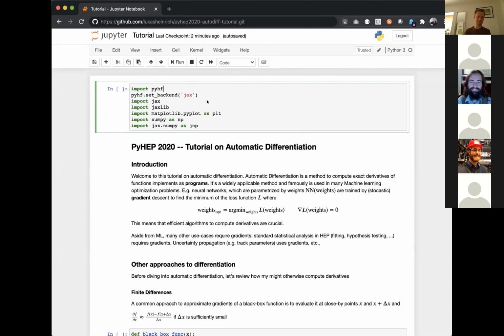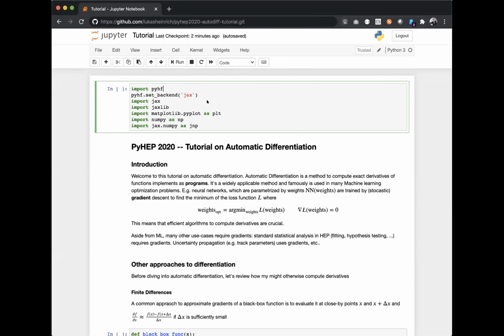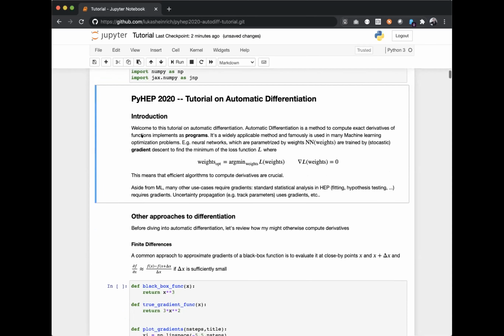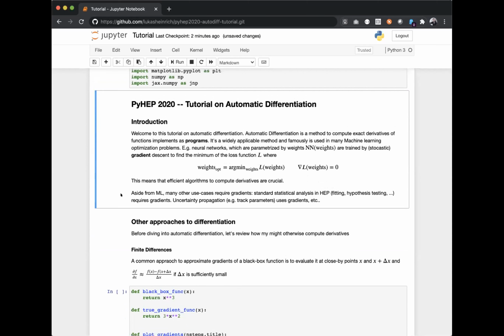Okay, yeah, so I was asked to give a little bit of an introduction to automatic differentiation, and I also tried to put it into a very long notebook, so I'm not sure about the timing, but let's try to get through this. Okay, so you might have heard about automatic differentiation. It's basically a way to get derivatives of computer programs.